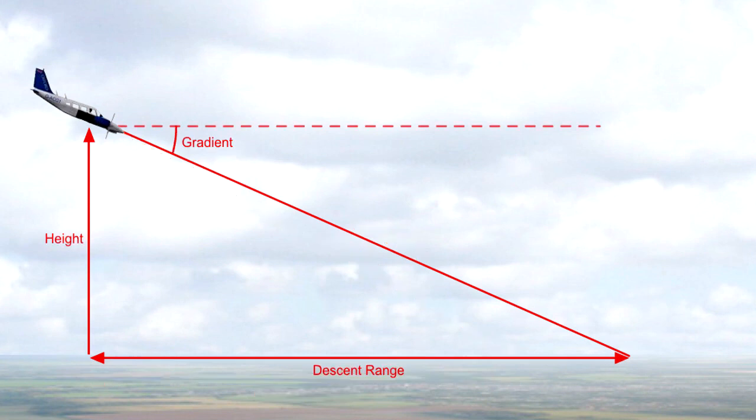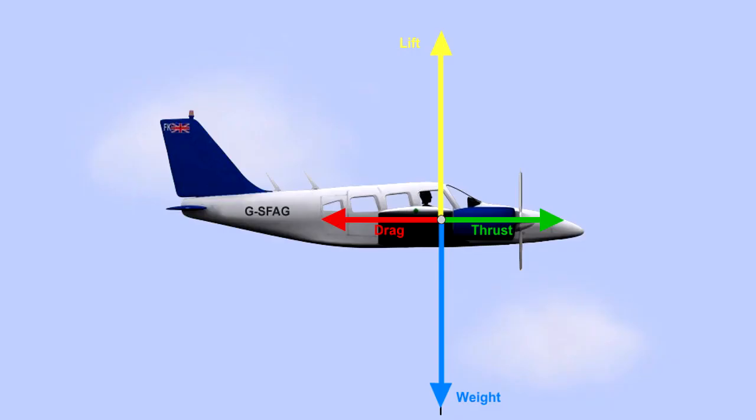Calculating the descent range of a twin-engine aeroplane after engine failure is not as easy as it was for the single-engine aeroplane. For the single-engine aeroplane, to calculate the descent range, it was simply the height of the aeroplane divided by the gradient and multiplied by 100. However, the gradient of descent of a twin-engine aeroplane following engine failure is constantly changing. Let us explain why. Shown here is a twin-engine aeroplane, a Piper Seneca, in straight and level flight with the forward force of thrust balancing the rearward force of drag.